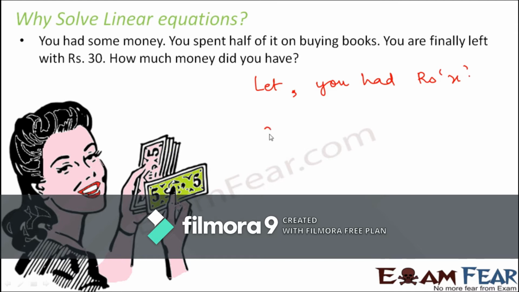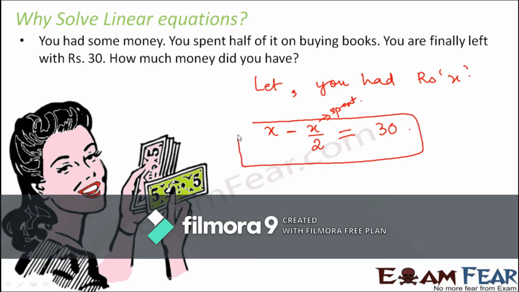Now as per this question, you had x money, and how much money did you spend on buying books? Half of x, that means x by 2. And how much money are you left with? That would be nothing but x minus x by 2, because x by 2 you have spent. So let's say you have 10 rupees. You have spent 5 rupees. That means 10 minus 5 is what you will be left with. Similarly here, you had x money, you spent x by 2, so you should be left with x minus x by 2. And in the question it is given that the money that is left is equal to 30.